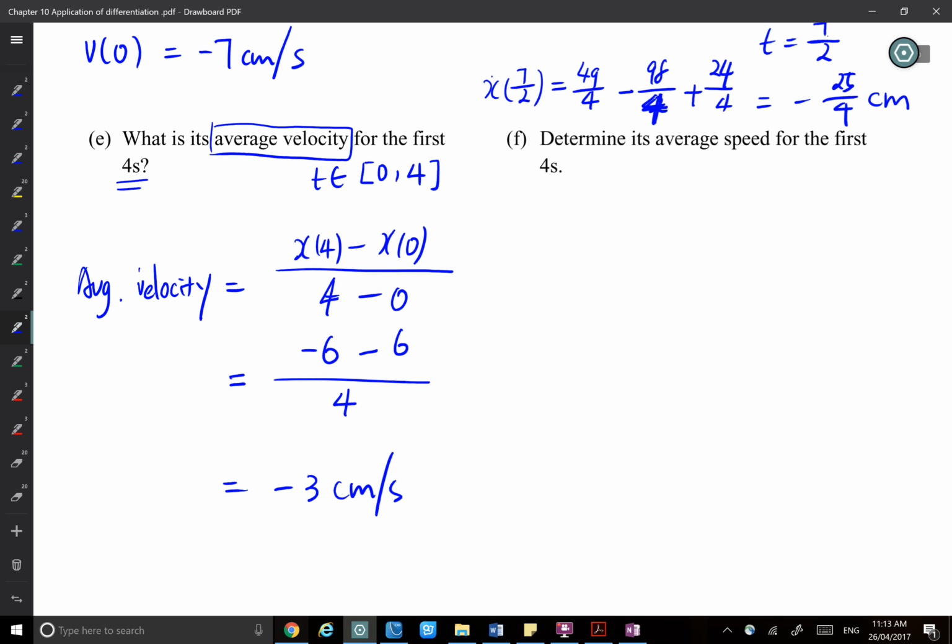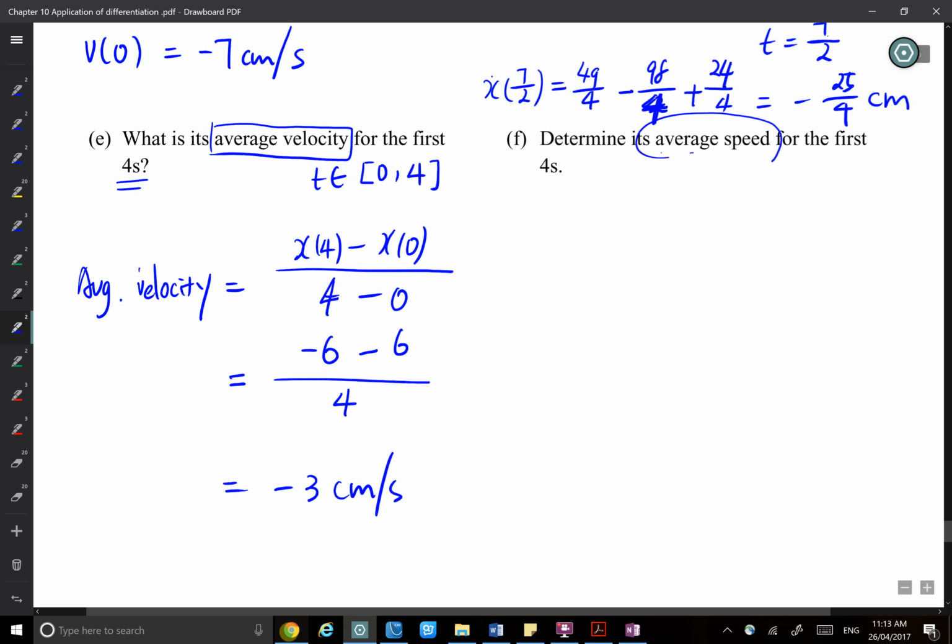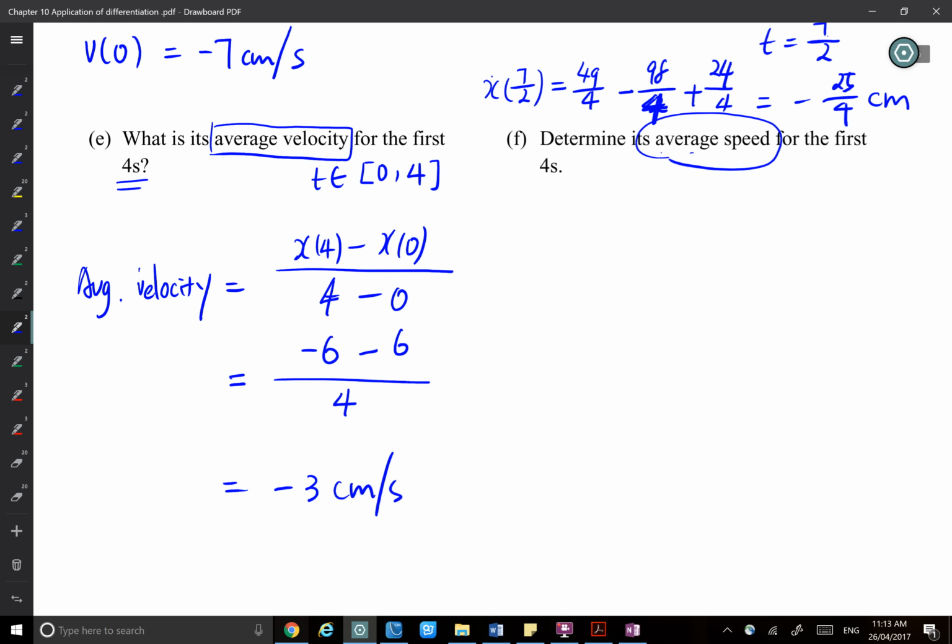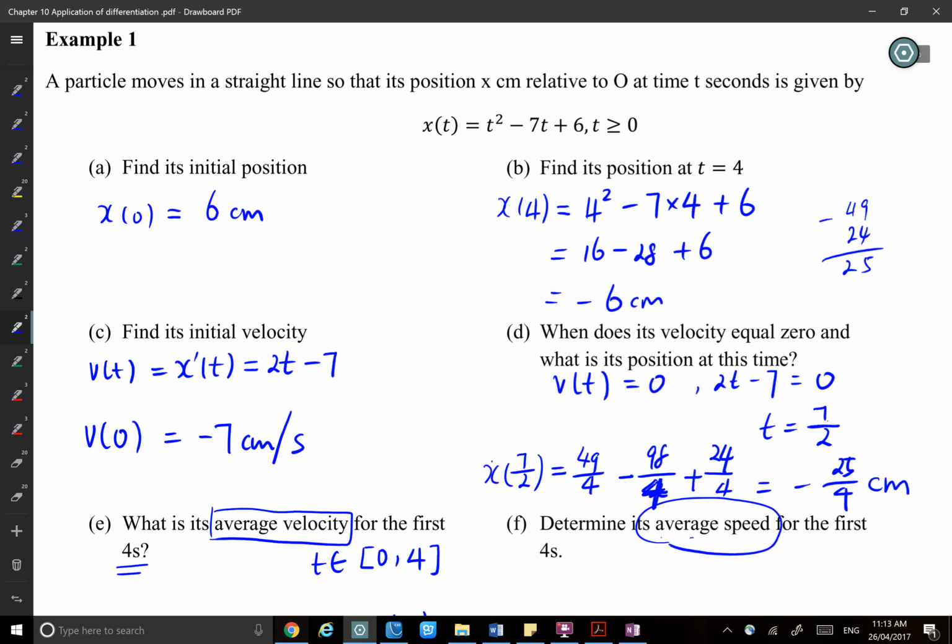The next one will be the difficult one. The next one says determine the average speed for the first 4 seconds. So for average speed, you need to know the distance traveled by this particle for the first 4 seconds. But the xt graph doesn't give you speed. The xt graph only gives you displacement. You don't know the distance from the xt graph. So what you need to find is the vt graph.